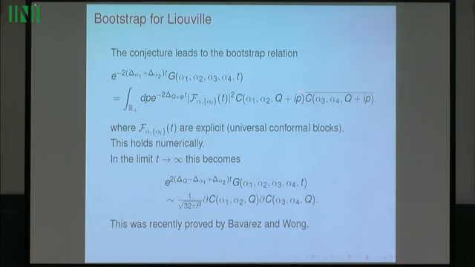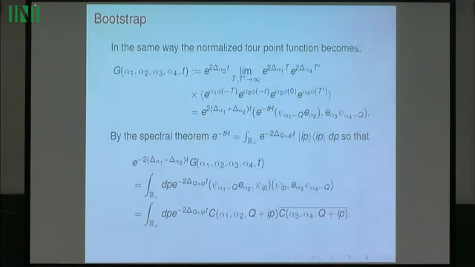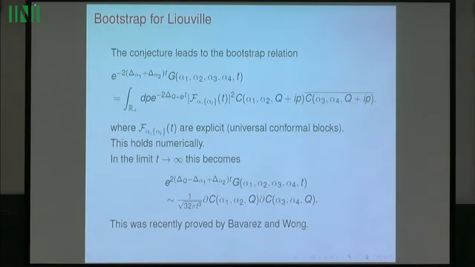You get an integral over the spectrum of some factors which depend on the descendants, and then the structure functions, just like there. The only difference is that this factor is slightly more complicated than it was here. Here it was just this exponential of that. Here it's something completely explicit, a so-called universal conformal block. It's a completely explicit function. So that's what the Liouville bootstrap should look like if the picture is correct.